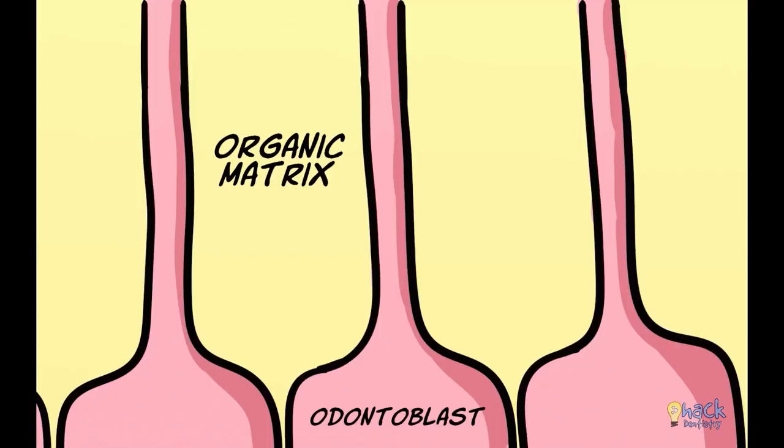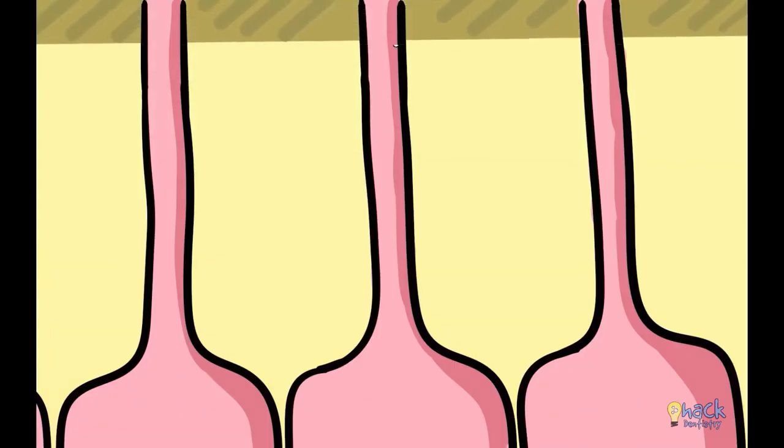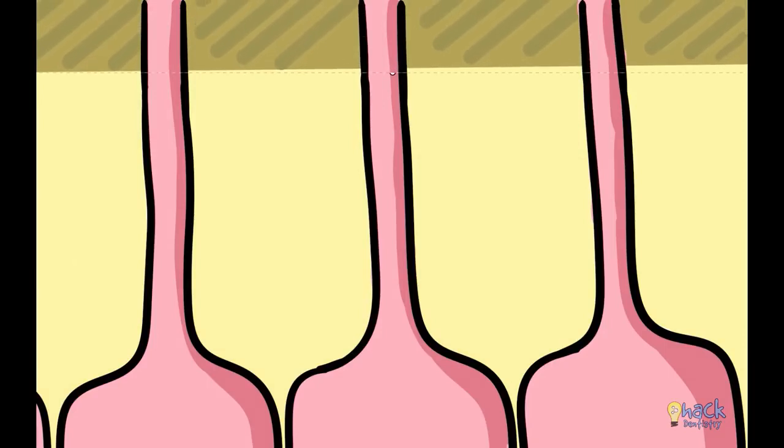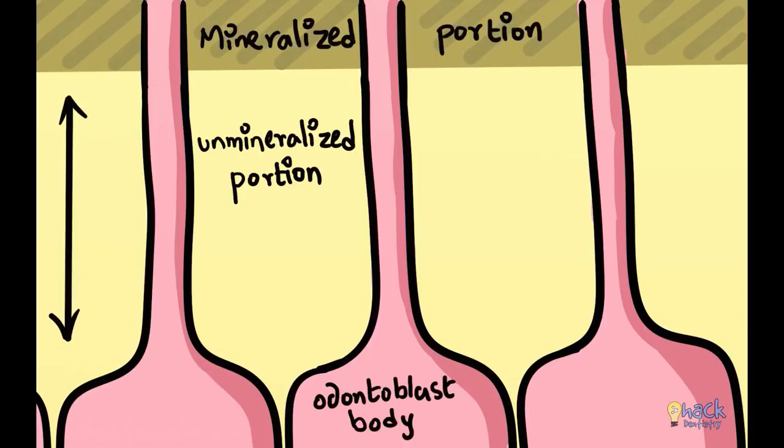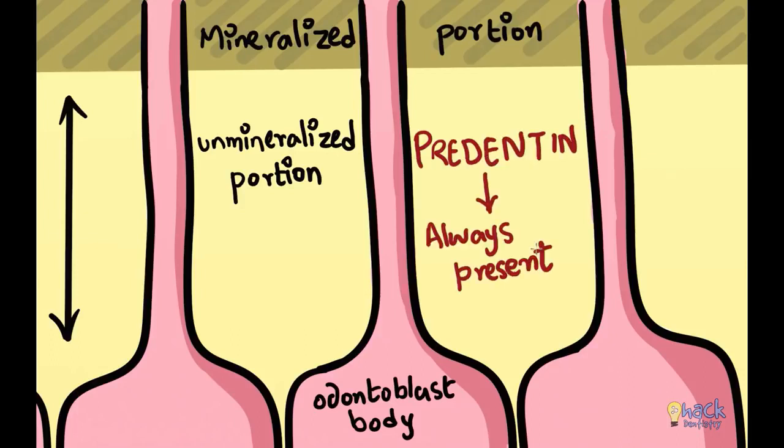So once organic matrix is secreted, the matrix is mineralized, but only up to a point where there is a small layer of unmineralized organic matrix between the odontoblast cell bodies and the mineralized portion. This unmineralized matrix layer is called predentine and is always present throughout dentinogenesis between the odontoblast cell body and the mineralized portion of dentine. Predentine is around 15 to 20 microns in thickness.